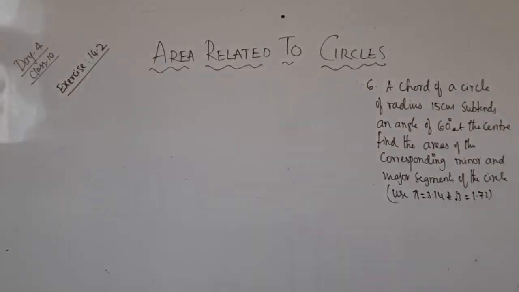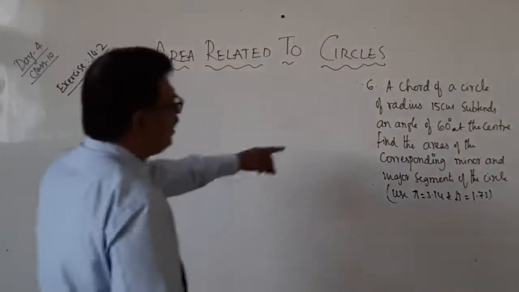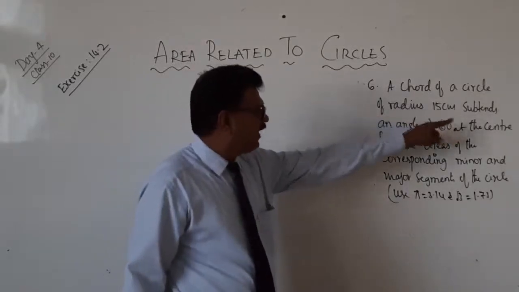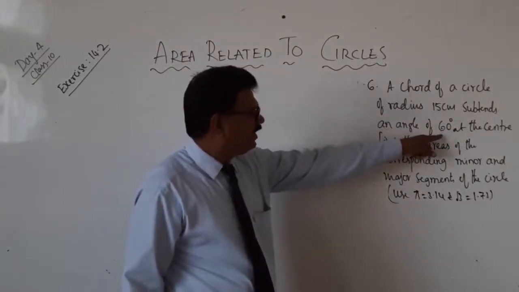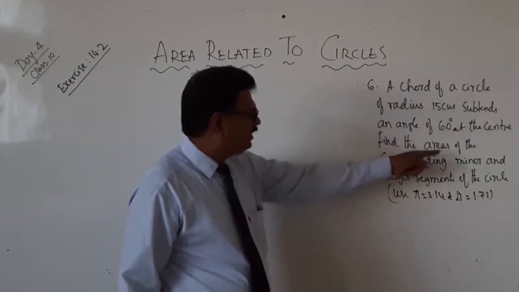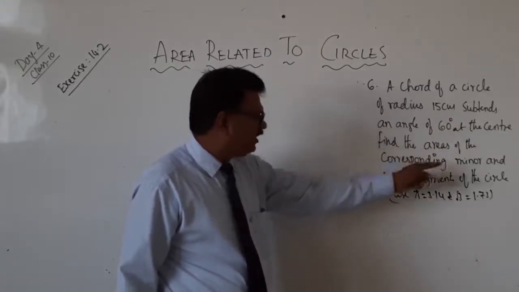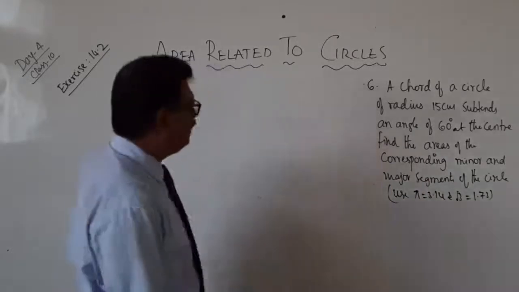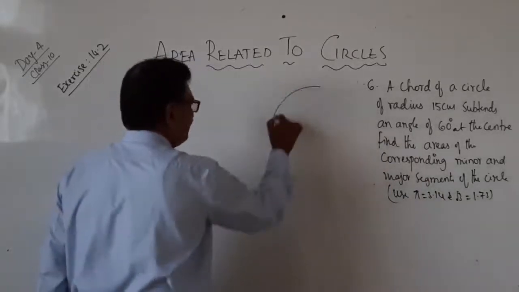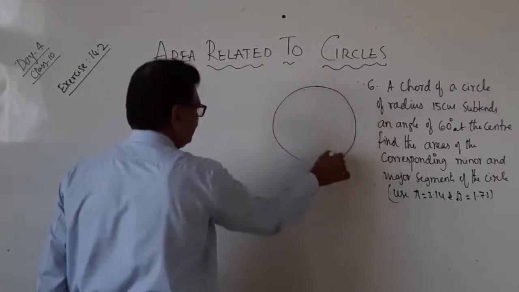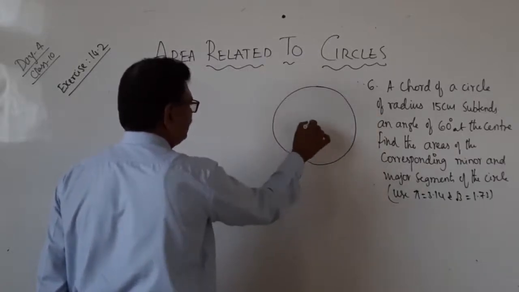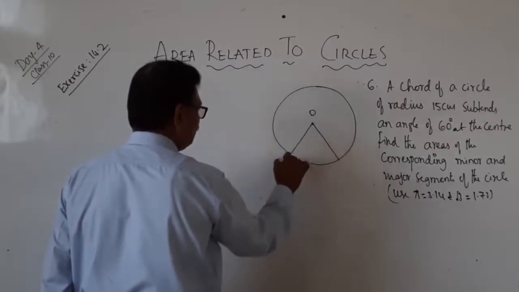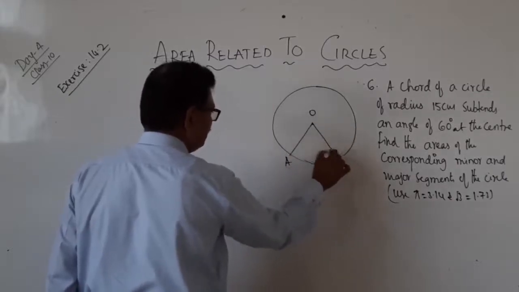Yes, one more problem. A chord of a circle of radius 15 centimeter subtends an angle of 60 degrees at the center. Find the areas of the corresponding minor and major segments of the circle. So very, very simple. First you draw the figure. Actually no need of a figure, but no problem. Just draw it like this. This is O, this is A, and this is B.